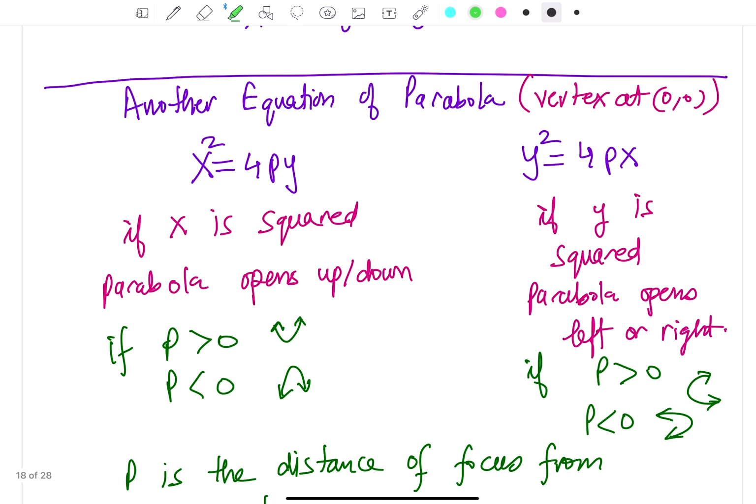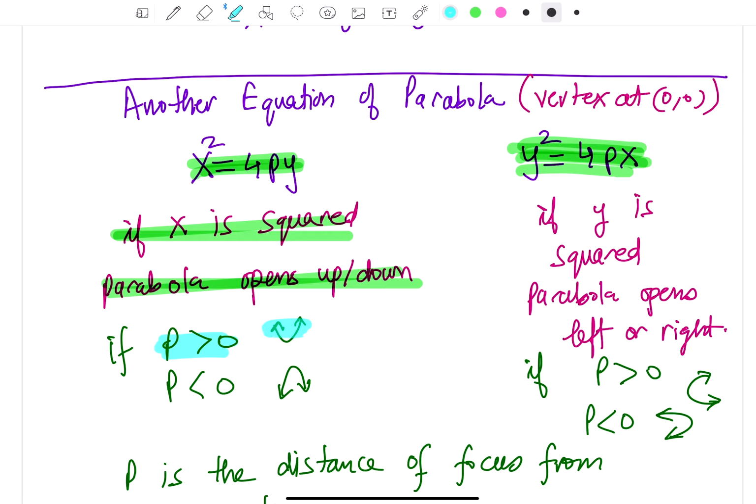Today, we're going to see another equation of parabola. x squared equals 4py, or y squared equals 4px. If x is squared, then parabola opens up or down. It's a vertical parabola, and it depends on the sign of p. If p is positive, parabola opens up. If p is negative, parabola opens down.